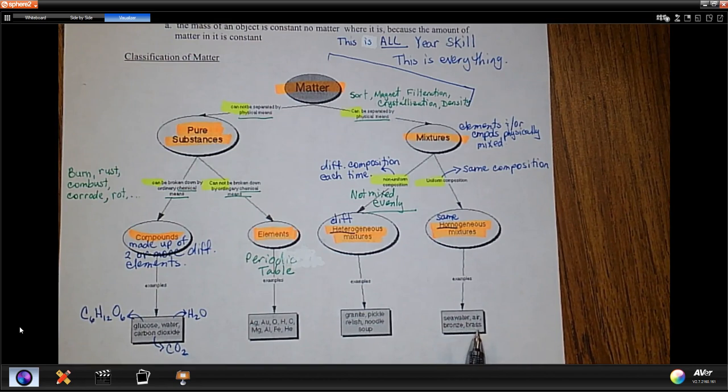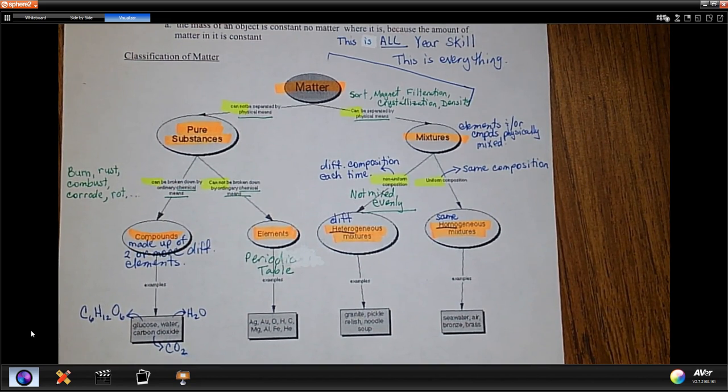So if we were to take samples of seawater from different parts of the world and analyze it, we should find the same amount of salt and water. Same with air. If we took samples of air from different parts of the world, even at different elevations, we should, for the most part, find the same composition of oxygen, nitrogen, hydrogen, and other elements or even compounds. So this is just a brief overview of the classifications of matter that we have.